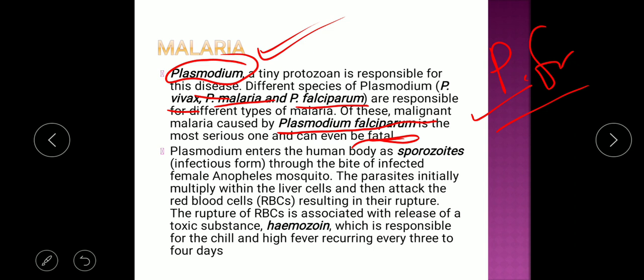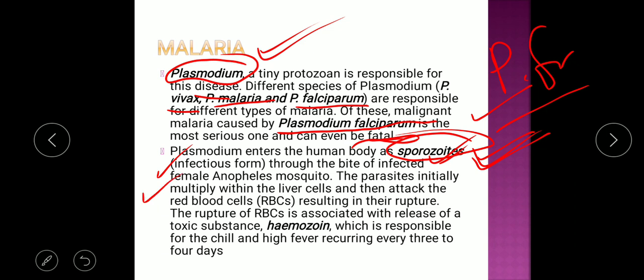The life cycle of Plasmodium we'll discuss here briefly. Plasmodium enters the body as a sporozoite. In many competitive exams they ask what form the Plasmodium enters the body in. It enters as a sporozoite, the infectious form, through the bite of an infected female Anopheles mosquito. When an infected female Anopheles mosquito bites a person, it releases the sporozoites into the blood. The parasite initially multiplies within the liver.